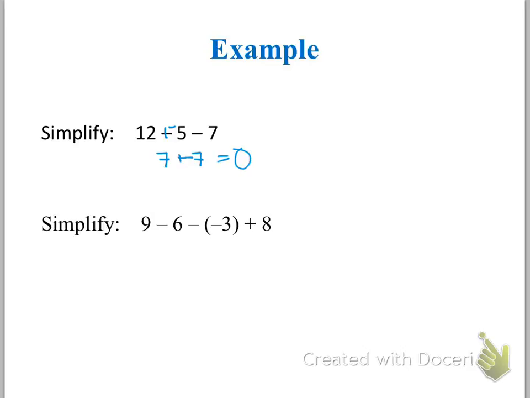Why don't you push pause and try the second one? 9 minus 6 is 3. Remember, a negative negative is a positive, so we can rewrite that as 3 plus 3 plus 8. 3 plus 3 is 6, plus 8 is 14.